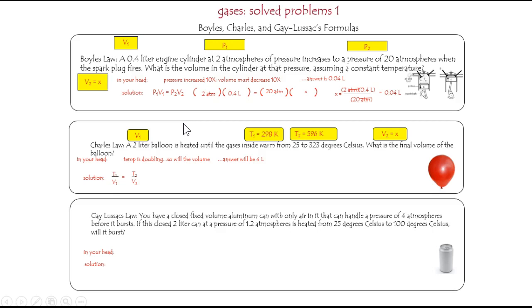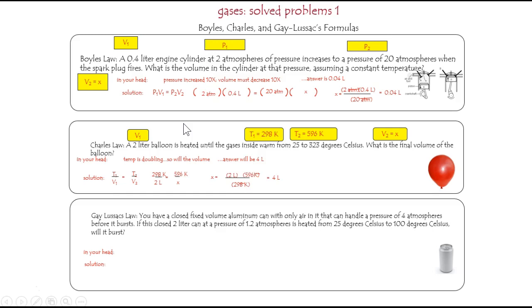T1 over V1 equals T2 over V2. Replace those letters with those numbers, but don't forget the units. 298 Kelvin divided by 2 liters equals 596 Kelvin divided by X. The best way to solve those is to cross multiply. And you should get that X equals what you predicted, which is 4 liters.